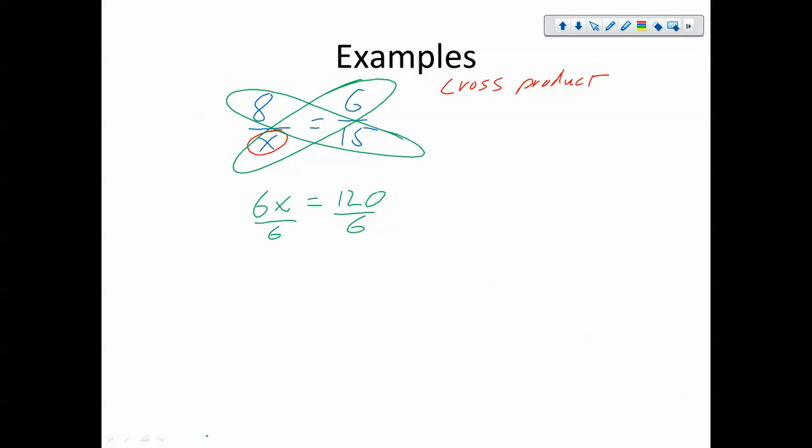Then we're going to divide both sides by 6 because that's multiplication. The 6 divided by 6 is 1, so it cancels. And that's x equals 120 divided by 6. What goes into it? Well, I know that 6 goes into 12 twice, which means that 6 will go into 120 20 times because you're just adding a 0. So x equals 20. That was very similar to what we did yesterday.